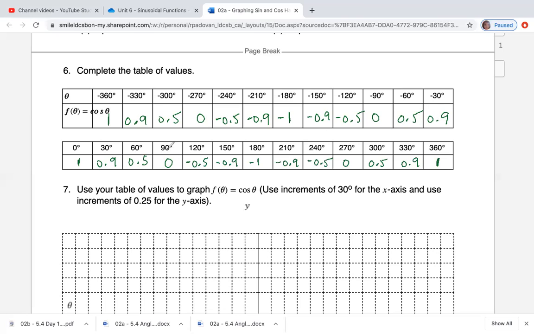Just for example, cos of 90 is 0. Cos of positive 180 is negative 1. Cos of 270 is 0. Cos of 360 is 1.